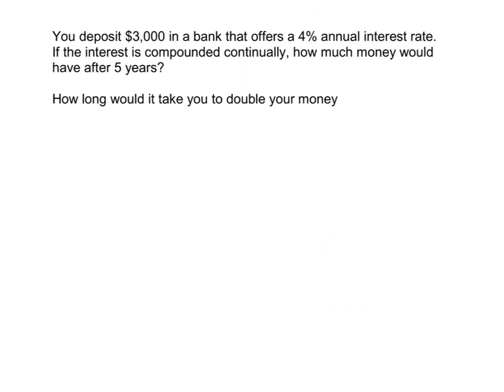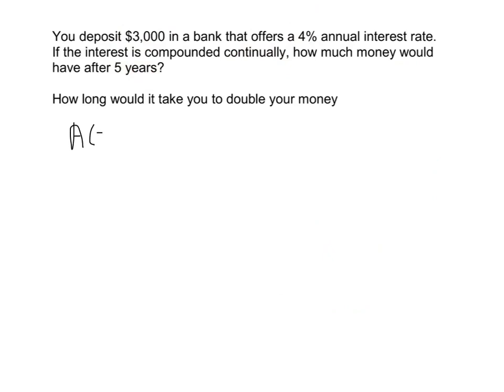Okay, we're going to deposit $3,000 in a bank that gives us 4% annual interest, and we're going to do it compounding continuously. Oops, this should have said continuously, not continually. All right, and we're going to figure out how much after 5 years. Okay, so let's remind ourselves.